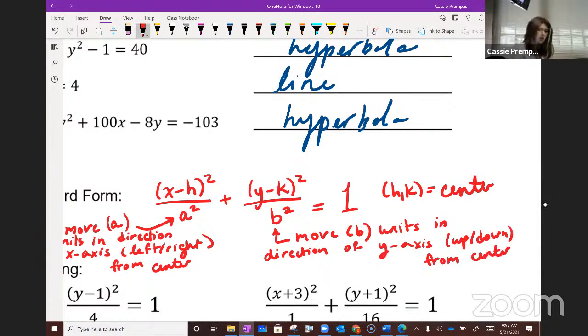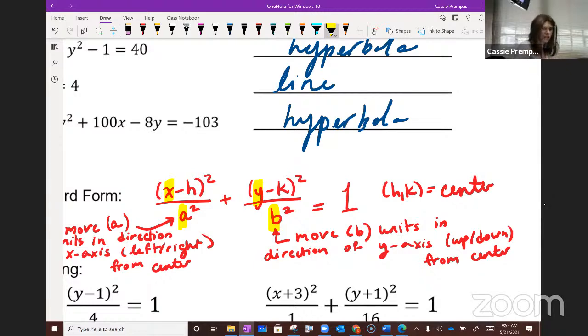The easiest way for me to remember it is the b value is always under the y. So that tells me go in the direction of the y-axis, which goes up and down. The a value is always under the x. So that reminds me go in the direction of the x-axis, which is always moving left and right.